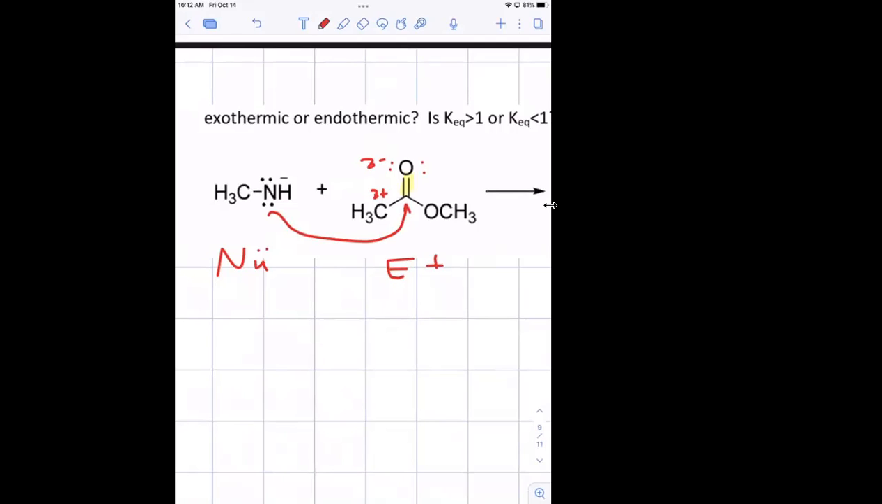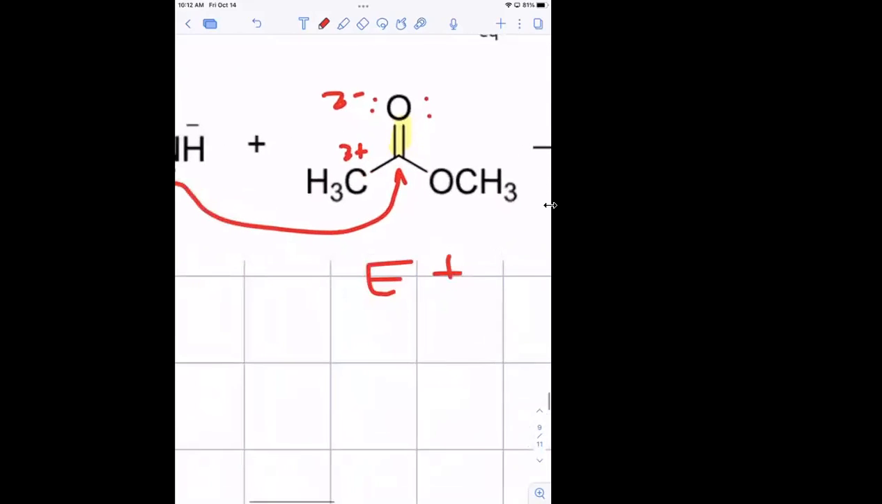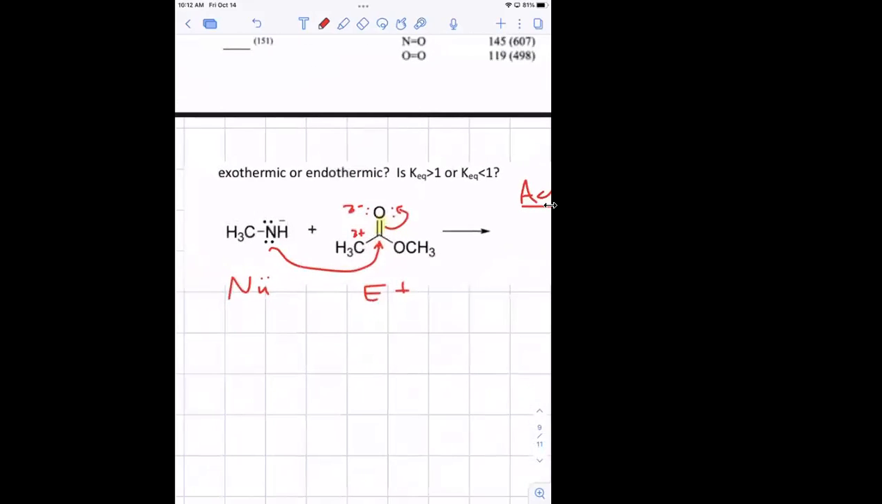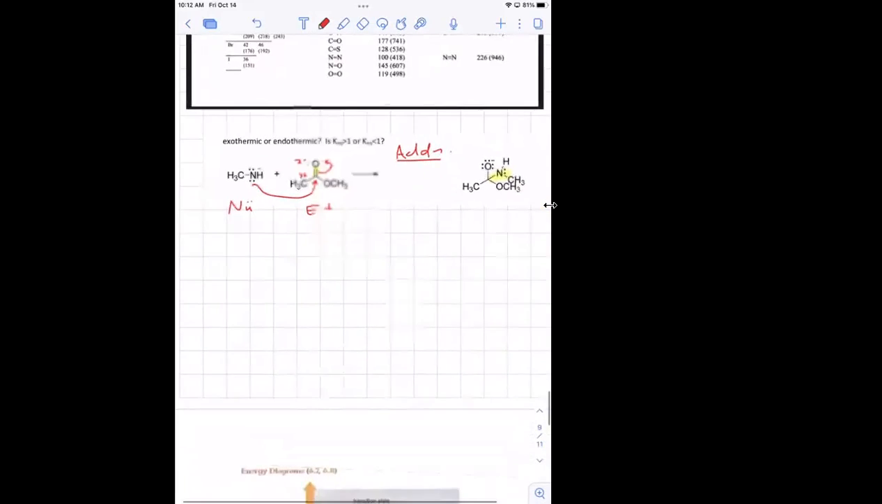And what else? What else do I need to do? Okay. Anybody not following that part? All right, so that's how we got to our product, which is over here.